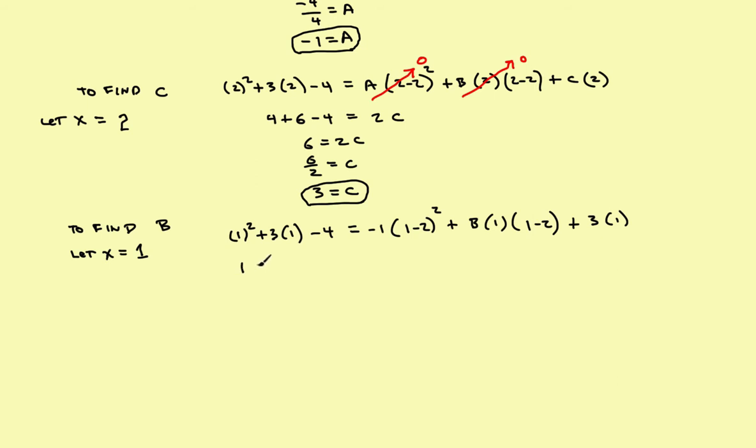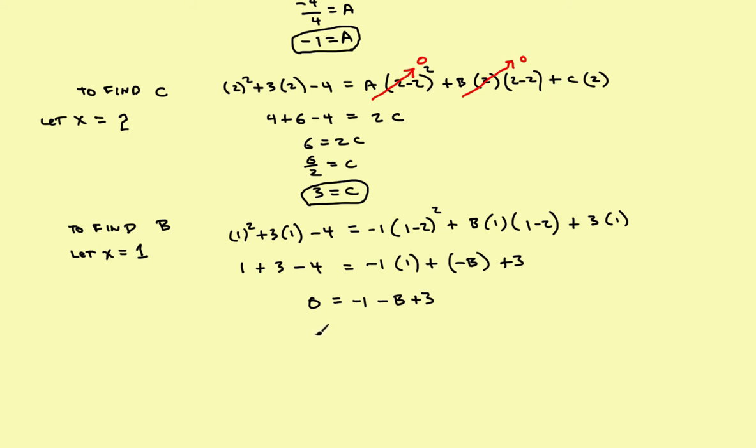So this is going to be 1 plus 3 minus 4 is equal to, and here is a minus 1. And what this would be, 1 minus 2 would be a negative 1, squared would turn back into a positive 1. Then you've got, this would be 1 minus 2 would be a negative 1, times 1 would be a negative 1, so this will actually turn into a negative B. And then finally, this is just going to be a 3. So it looks like that. Now over here, you've got 4 minus 4. This was going to go to 0, is equal to negative 1 minus B plus 3.